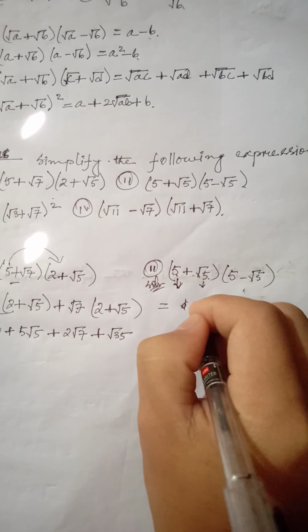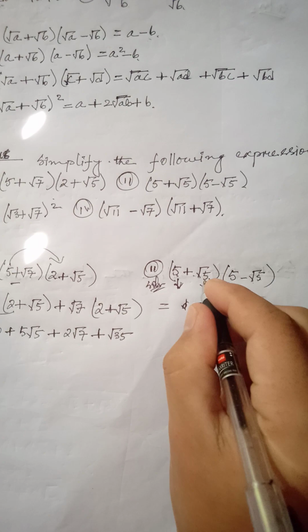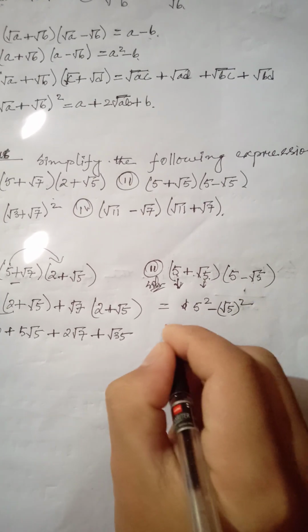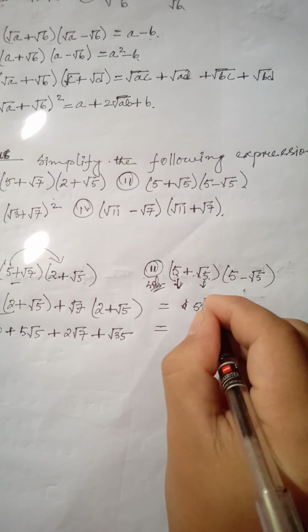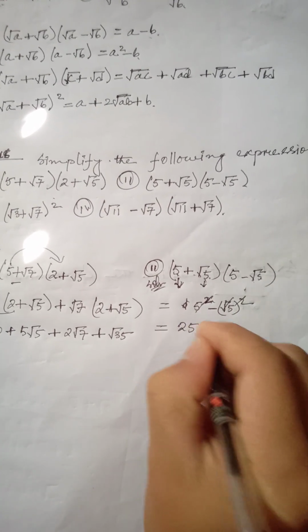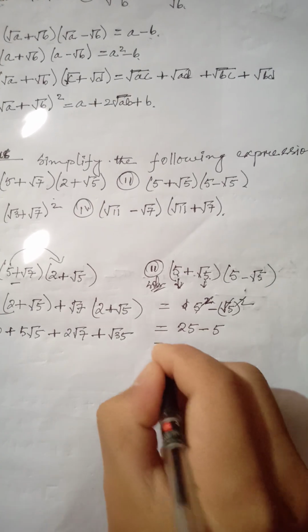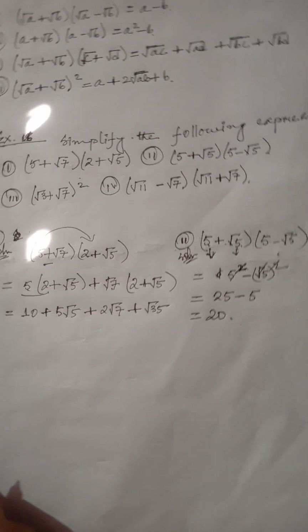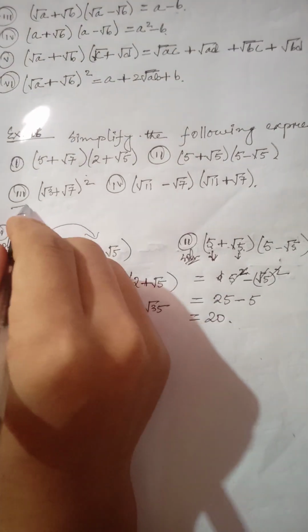Here it will be a square, and b square. What will be the value of b square? That is root 5 square. Let us cancel this one. 5 square will give you 25, and then 5. 25 minus 5 will give you 20. Okay, that's all. Then let us proceed to number 3.